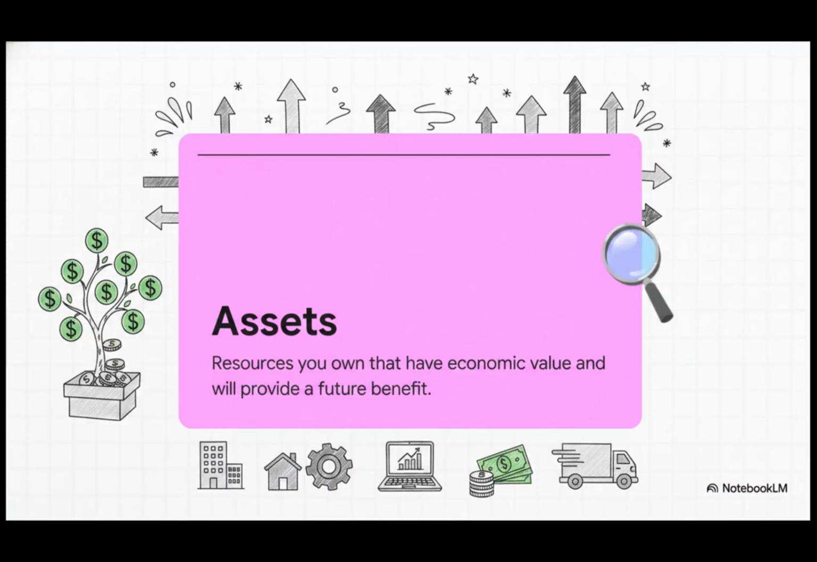First up, assets. This is all the good stuff. Put simply, if it's something your business owns that can put money in your pocket now or will in the future, it's an asset. These are the resources you have at your command.